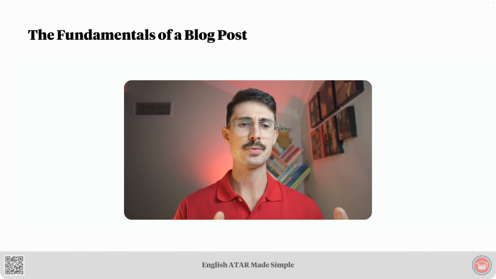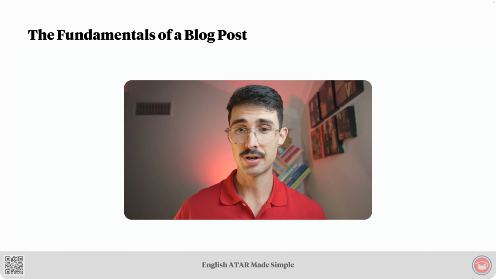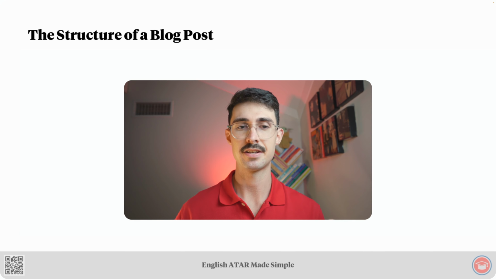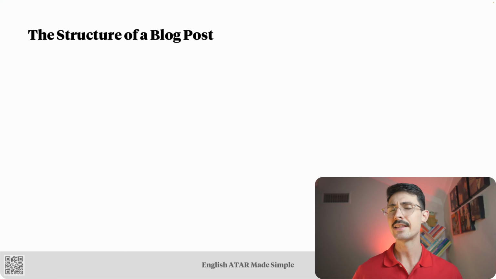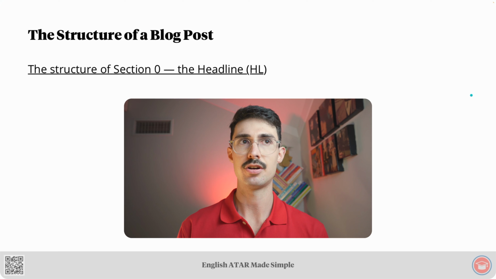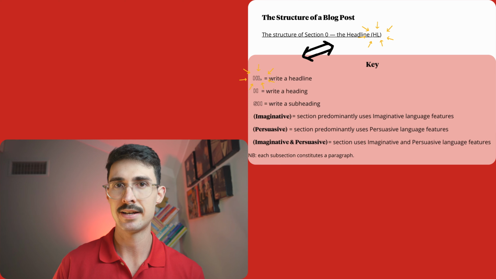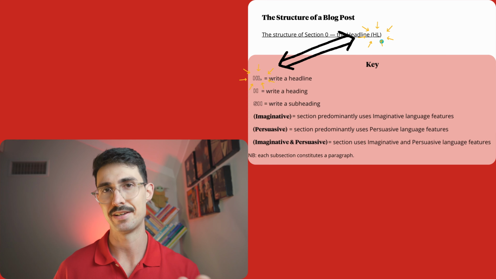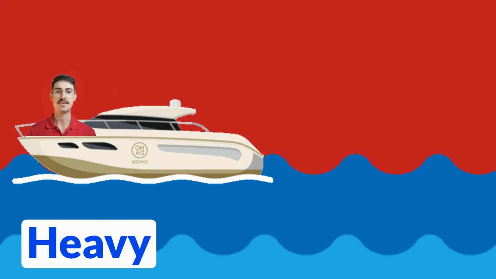After we discuss the fundamentals of a blog post, we turn to the main event, the structure of a blog post. At the outset of this section, we noted that interpretive texts employ a combination of imaginative and persuasive language features. From there, we turn to the structure of section 0, which is the headline, and of course, this involves a headline. The mnemonic is heavy boats can't tow.